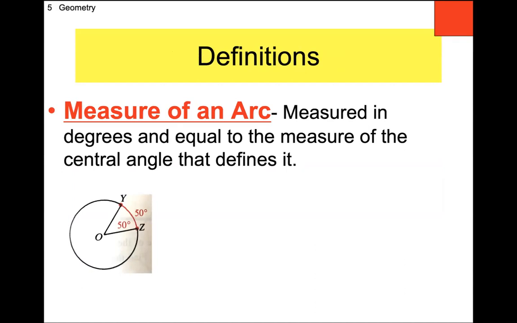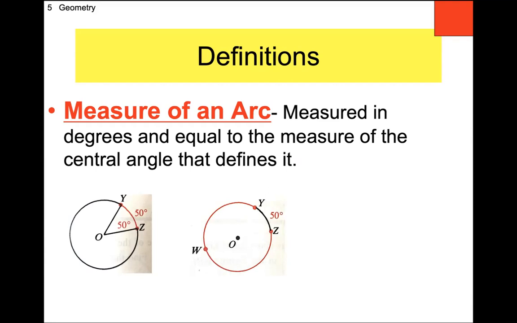So the definition of the measure of an arc, or arc measure, is that it's measured in degrees and equal to the measure of the central angle that defines it. If you look at the circle right there, we have a minor arc YZ, and its central angle is 50 degrees. So the arc measure is 50 degrees. Wow, if only all math could be that easy. So for minor arcs, it's really easy.